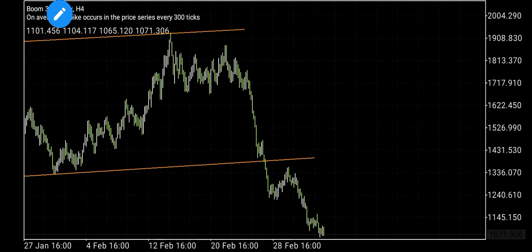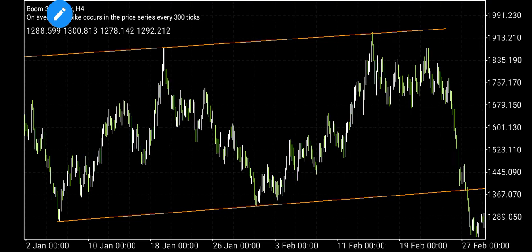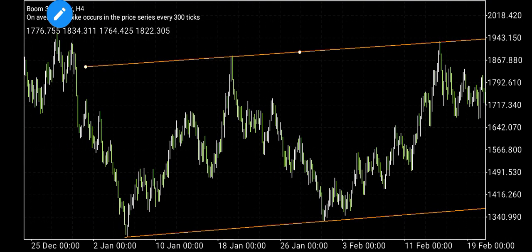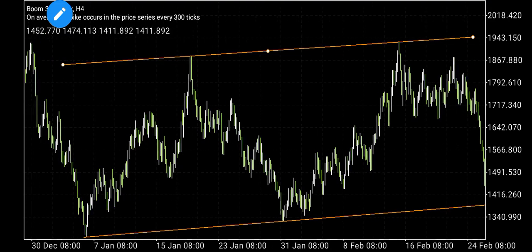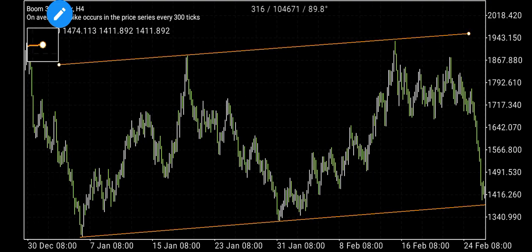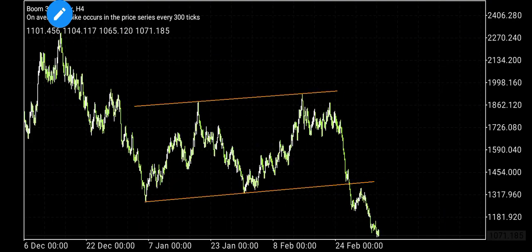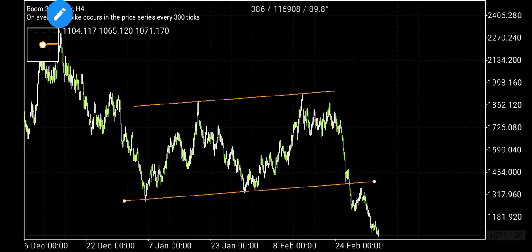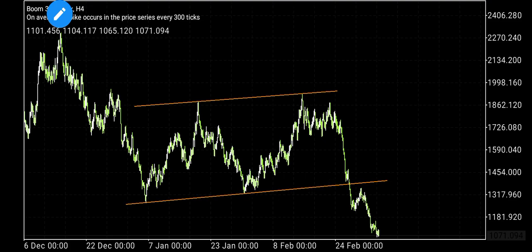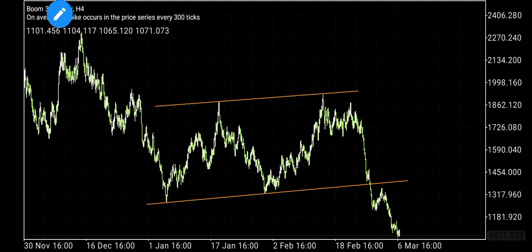So let us go to the 4-hour time frame. On this 4-hour time frame, make sure you zoom in and out so that you can see the clear picture, and make sure you tweak your trend lines as I do here. Make sure you tweak your trend lines like this. After tweaking your trend line, just make sure you zoom in and out so that you can see a good picture. All right, as you can see here on the board.